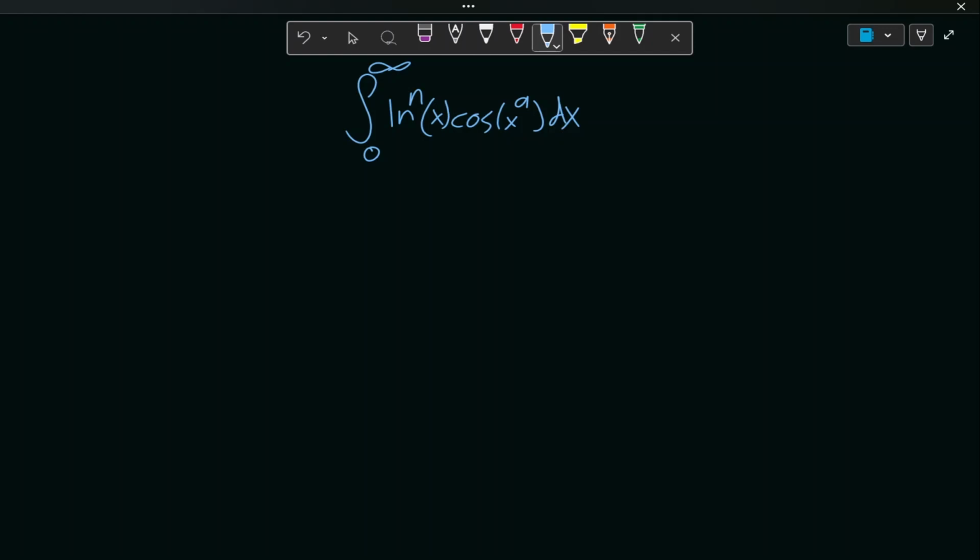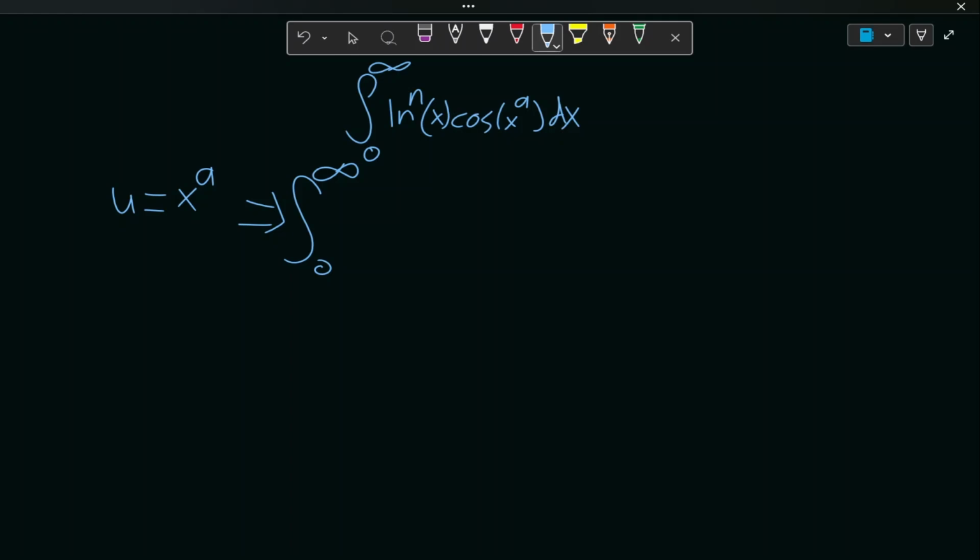The first thing we're going to do actually is a good old U-substitution, so we can just say u is equal to x to the a. And this right here gives us the following. Our bounds don't change for the integral, obviously, but we do get a couple extra factors of a, so let's go ahead and take care of those first.